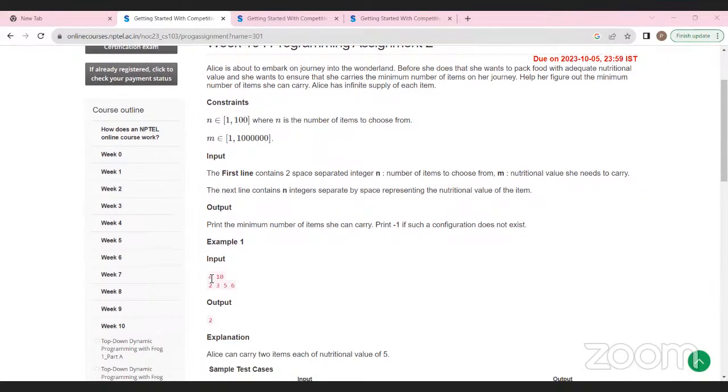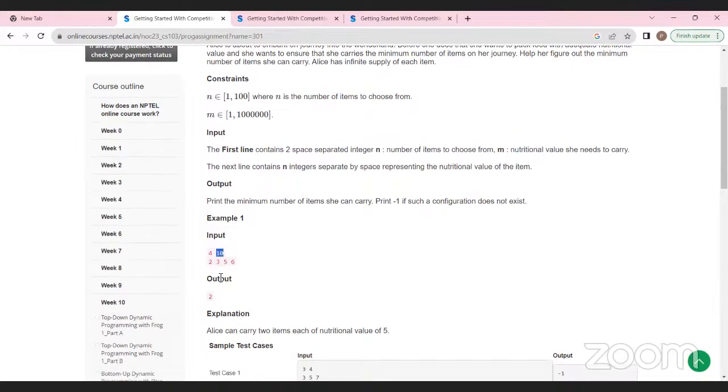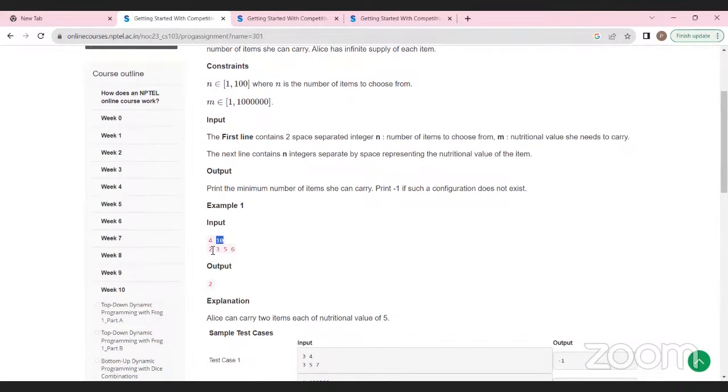Just to go over the example input, you have 4 and 10, where 4 is the number of items you can choose from. 10 is the nutritional value she can carry. And if we notice, the output is 2, because the third item can be taken two times, which would amount to the sum of 10. Any other combination would give you more number of items. I think the problem statement is pretty straightforward, and it's not very much trouble.